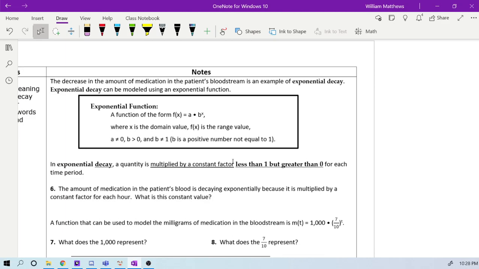Now, in actually using the equation, the amount of medication in the patient's blood is decaying exponentially because it's multiplied by a constant factor each hour. What is that constant value? This is asking what we are multiplying or raising exponentially, which would be the 7/10 in this situation.